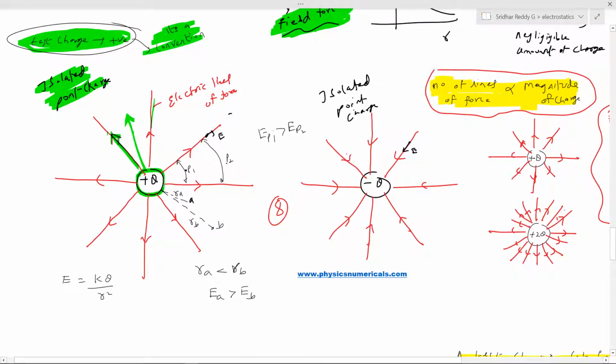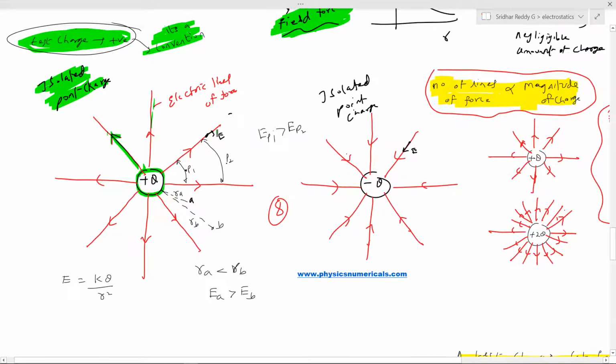Let me take the pointer. Similarly, I want the lines due to the point charge. So the lines of force will be directed here. Getting the idea? Let me erase this.